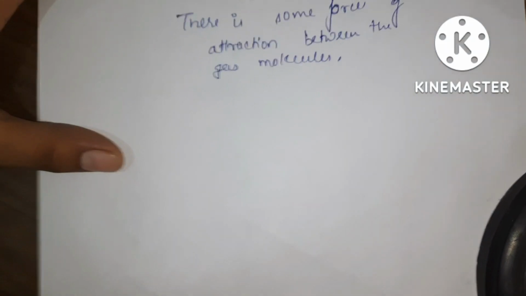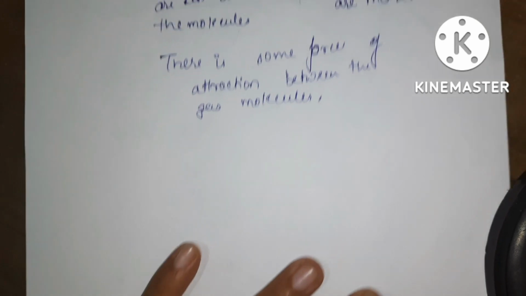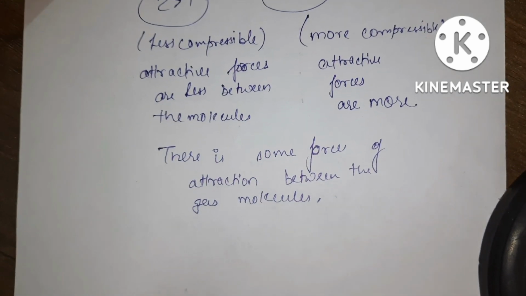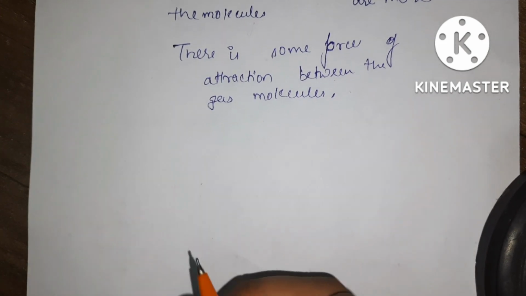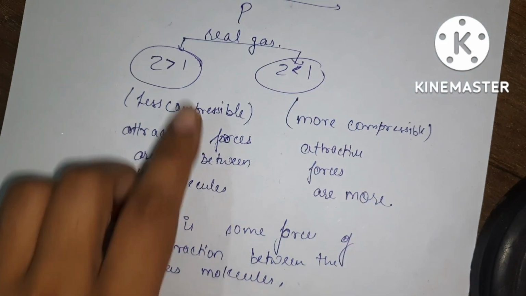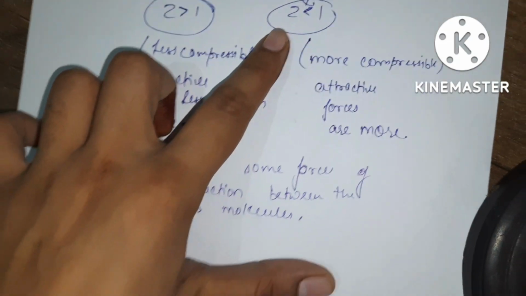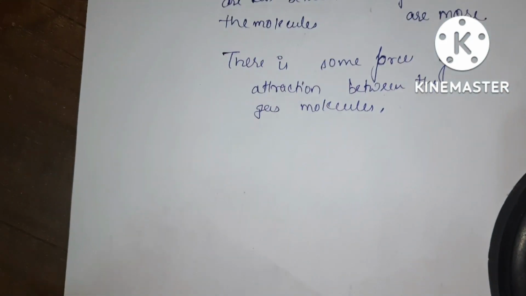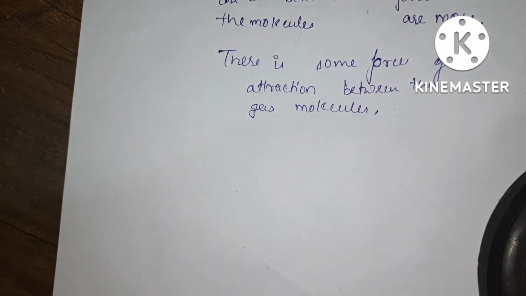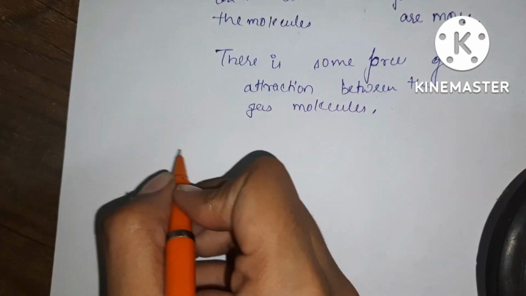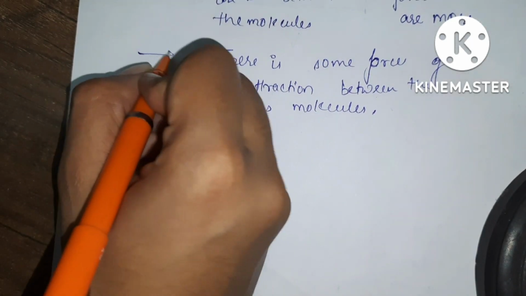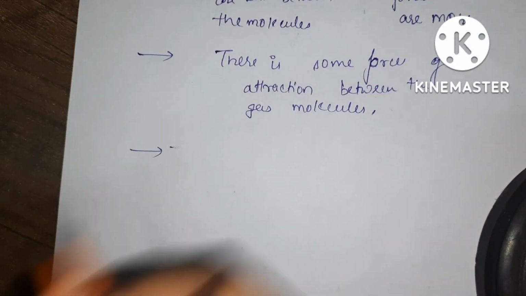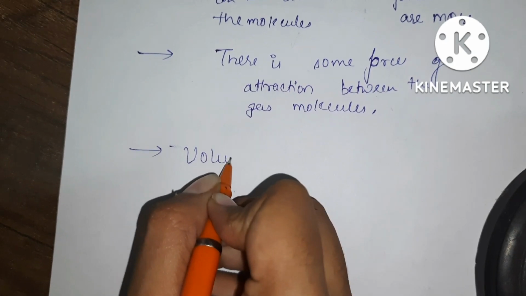Okay, so if there is some force of attraction, then the Z value is greater than 1 or less than 1. And now I will tell you regarding the pressure. First point is force of attraction, and then the volume of the gas.